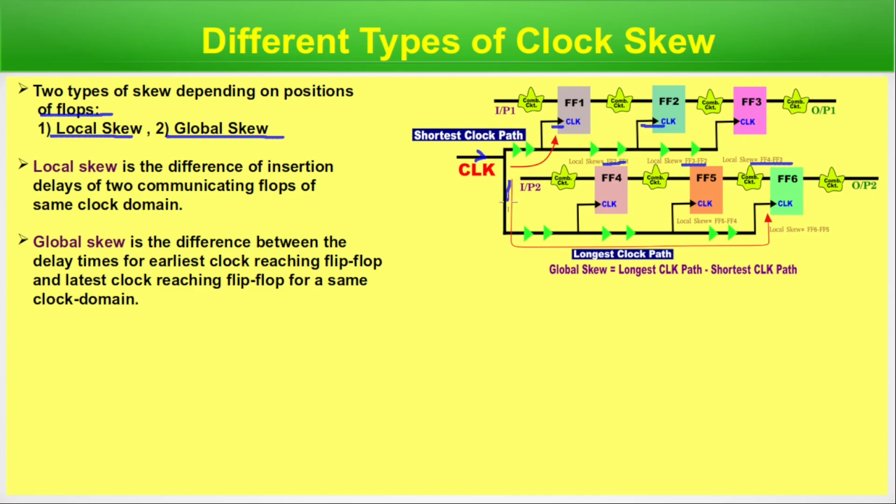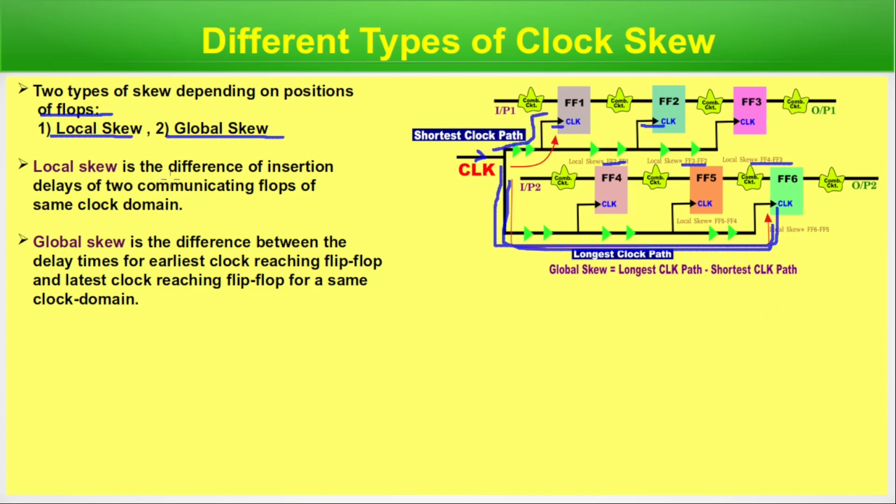Now this is the longest clock path, and in this segment also there are local skews. And when we consider the global skew, that is longest clock path minus shortest clock path, the time taken in reaching the clock signal from here to here and from here to here, that is the global skew.